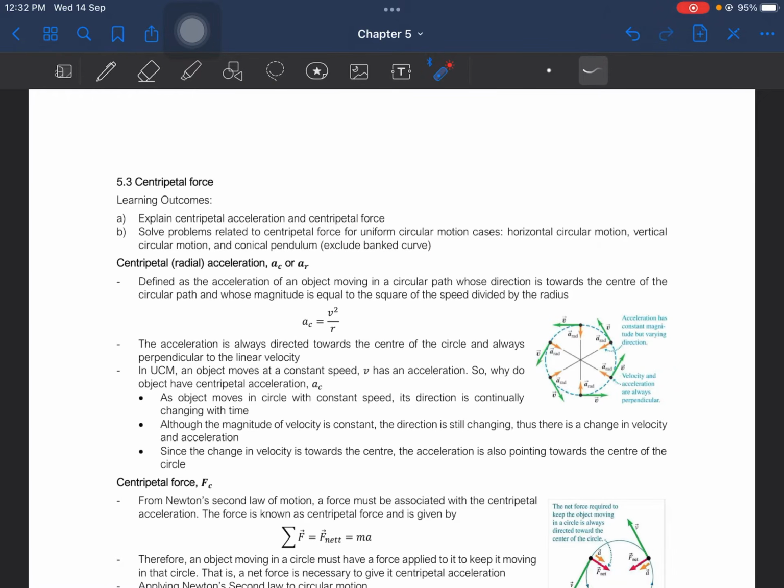Okay, so now centripetal acceleration, also known as radial acceleration. The symbol is AC or AR. It is defined as the acceleration of an object moving in a circular path whose direction is towards the center of the circular path, and the magnitude is equal to the square of the speed divided by the radius. That is basically telling you the formula, this one. Okay, so that is the formula.